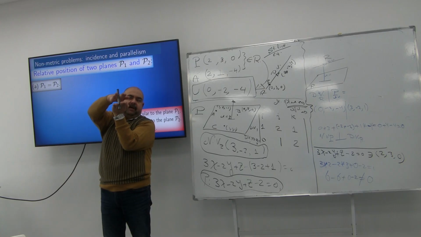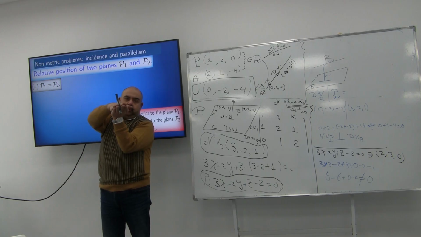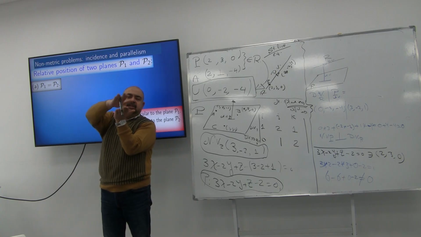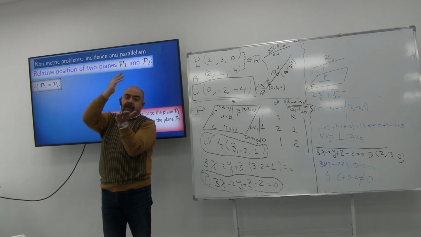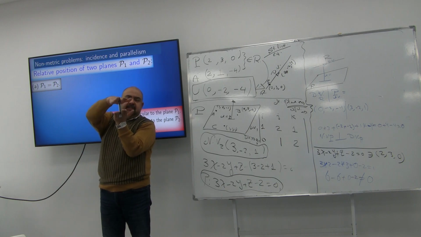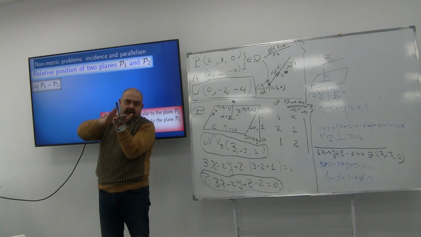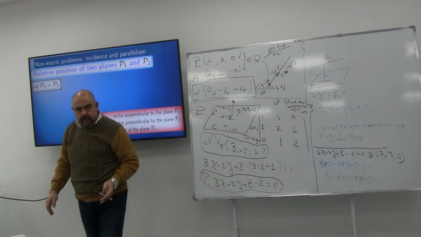This is the case of parallelism. If they coincide, also it will be the same. How to differentiate between these 2 cases? Just simply get a point in this plane and see if this point belongs to that plane or not. Or get a point in this plane and see the distance between this point and the other plane. If it equals 0, it means they coincide. If not, you will have the perpendicular distance between them.